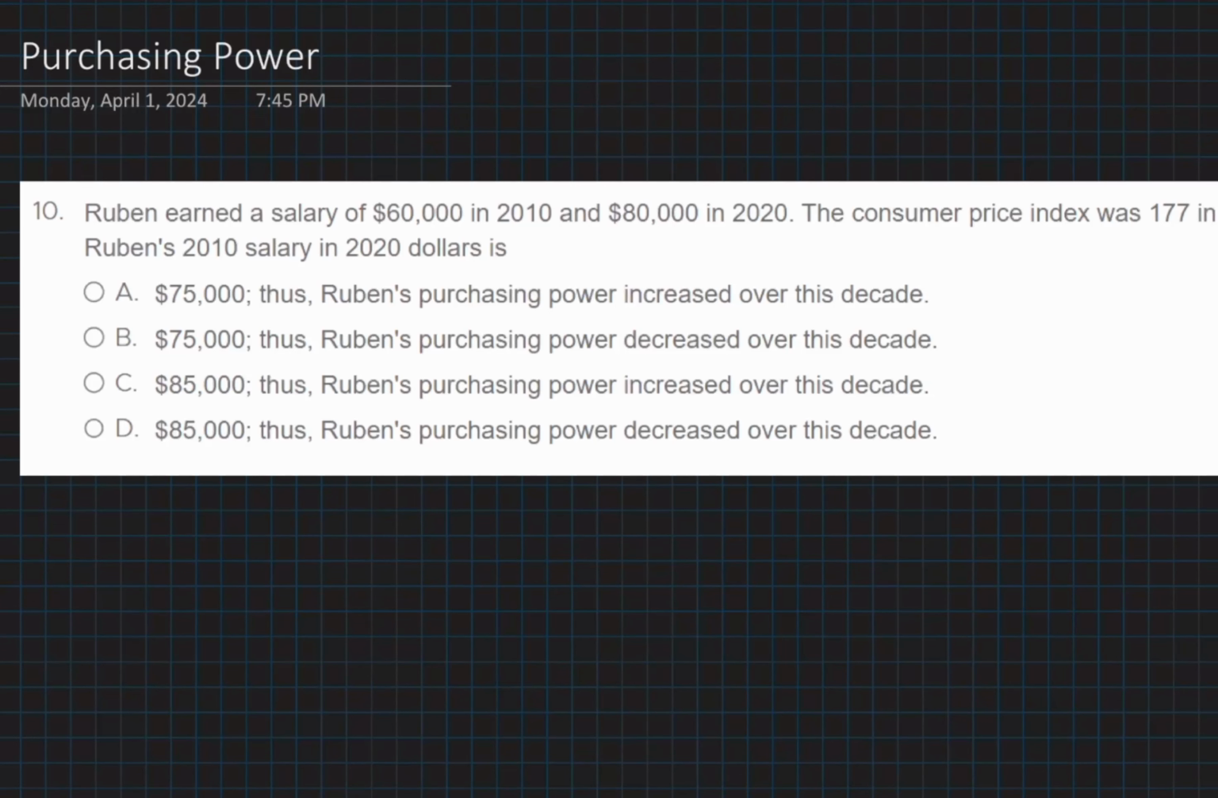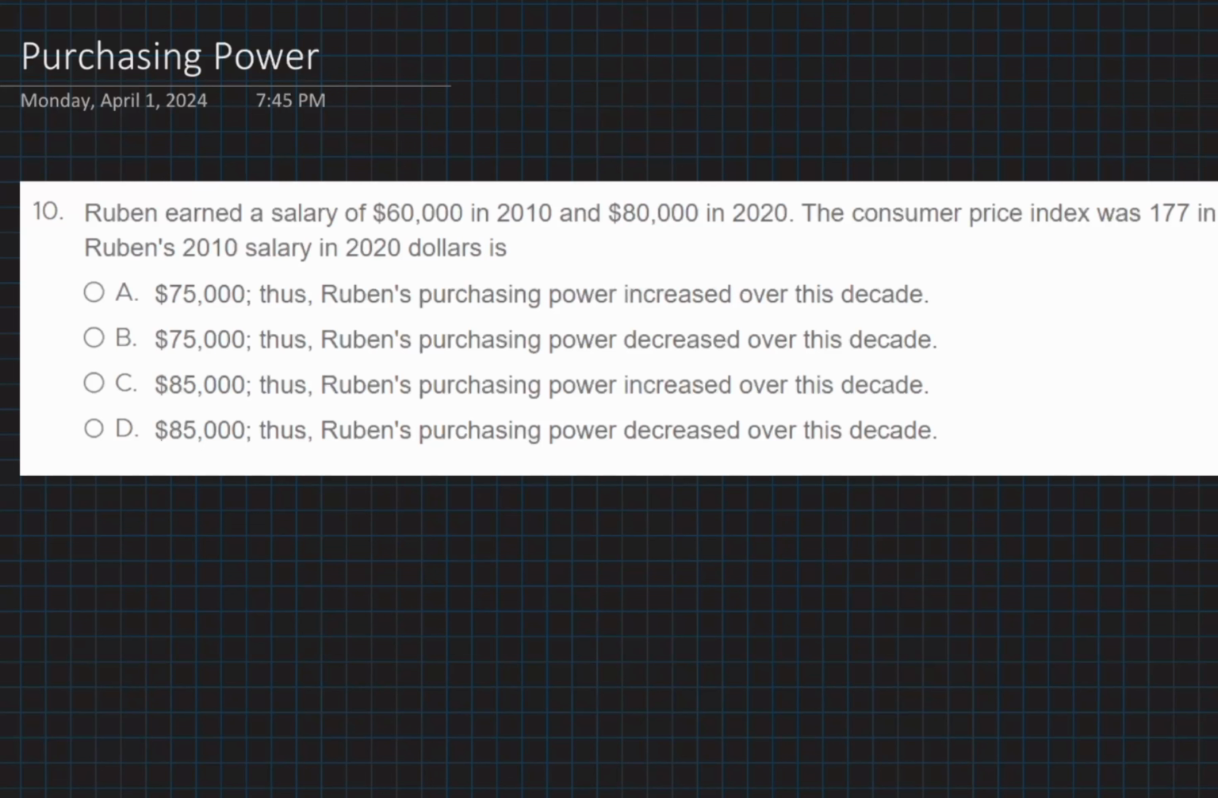Okay, so what I want to do in this video is talk about how we can use CPI to figure out how much money was actually worth. If I'm earning $100,000 now versus in 1950, obviously, even though the number is the same, the value isn't the same. So how do we figure out how much my $100,000 is worth now in terms of 1950 dollars?